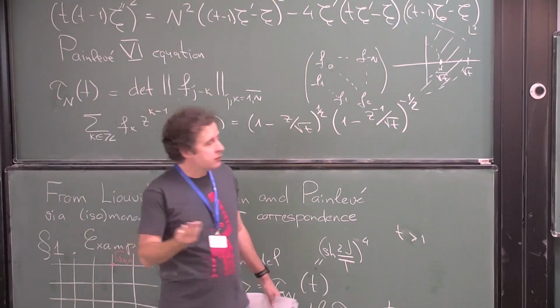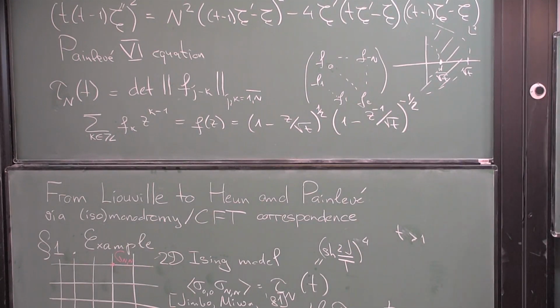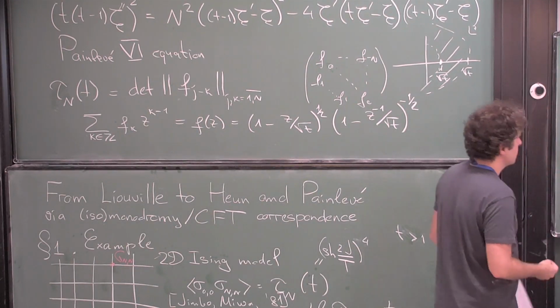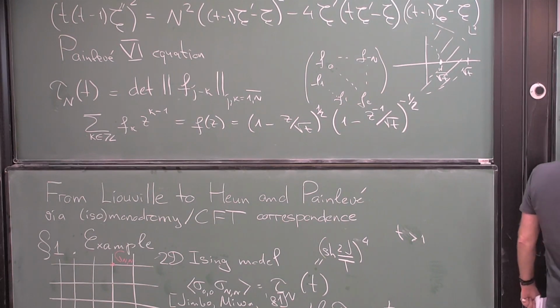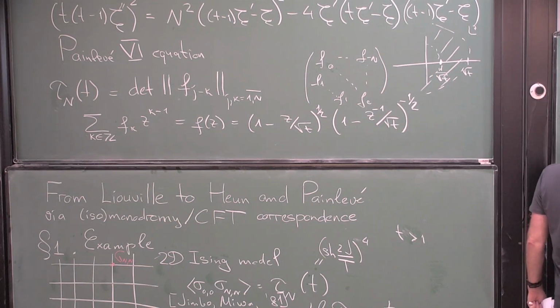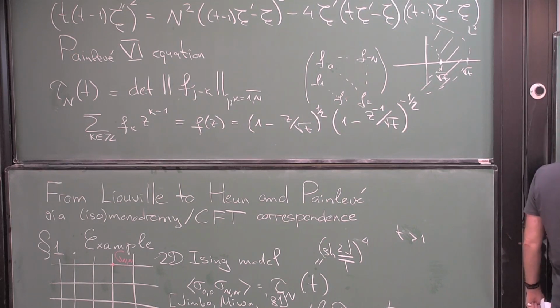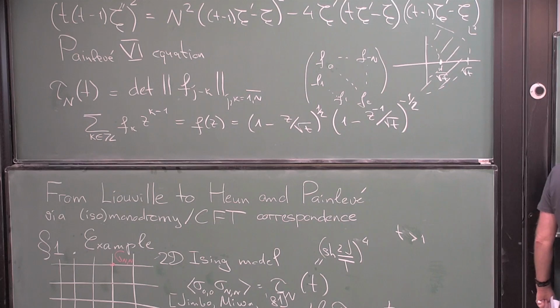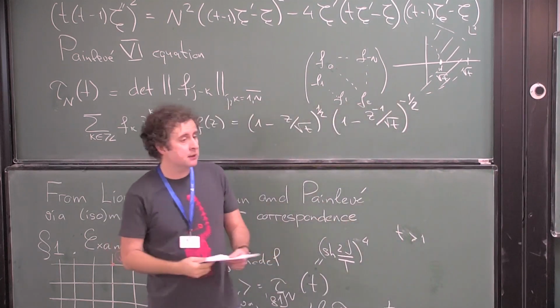So what I want to stress here is that on one hand we have a particular c equal to 1 conformal block, and on the other hand this gives a solution of Painlevé 6, certainly for special values of parameters and initial conditions.